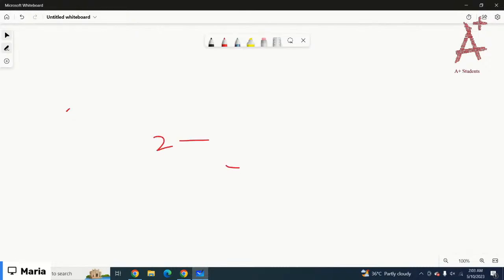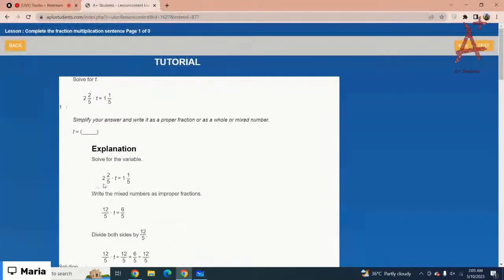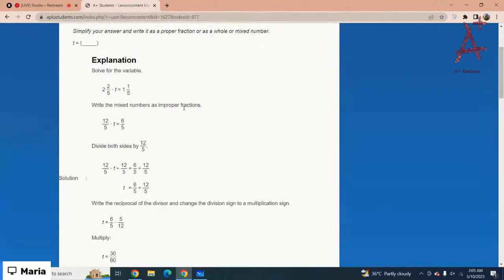So it is 2 whole 2 over 5 times t, and that equals 1 whole 1 over 5. Basically 2 whole 2 over 5 is multiplying to t and their product equals 1 whole 1 over 5. So you need to find t.